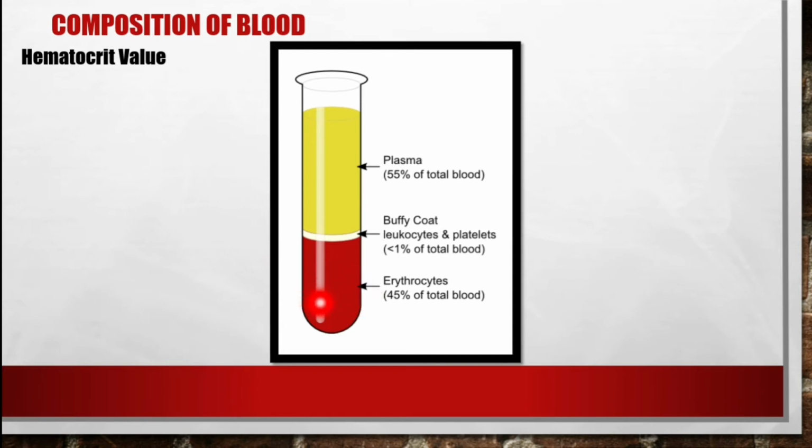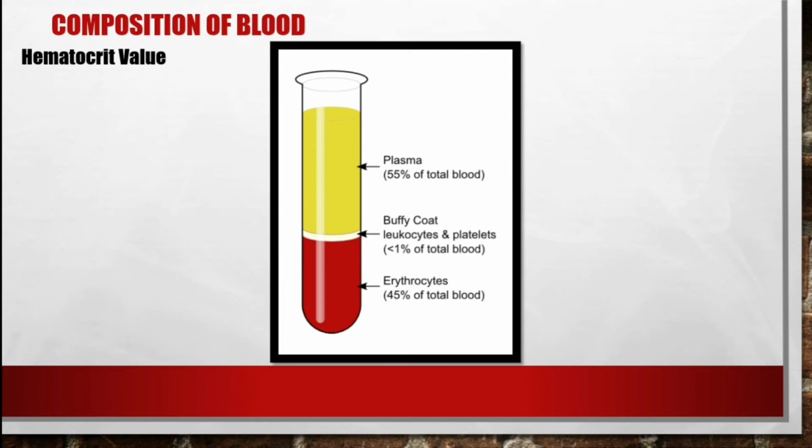The more dense one is erythrocytes, the less dense one is plasma, and in between you find a Buffy coat. Erythrocytes are normally about 45% of total blood, and plasma is about 55% of total blood. The Buffy coat, which contains aggregates of leukocytes and platelets, is usually less than 1% of total blood.